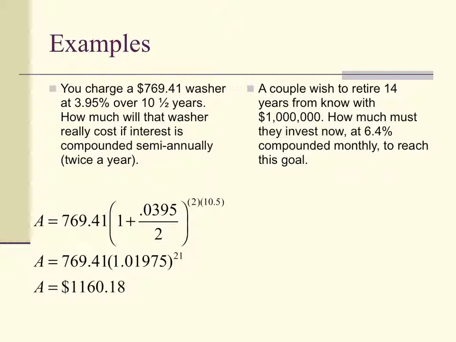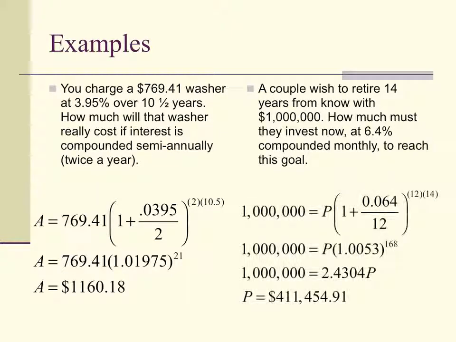So, you're going to set up your problem. In this case, $1 million is what they want to have at the end, so that's our A, and we have to figure out our P. Interest, again, divided by 100. Compounded monthly means there's 12 compounds, so that's the denominator there and also up in your exponent for 14 years.